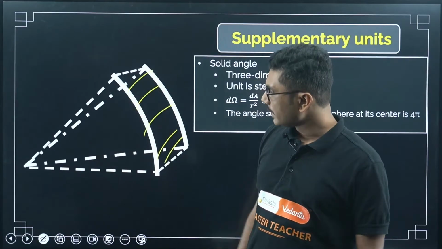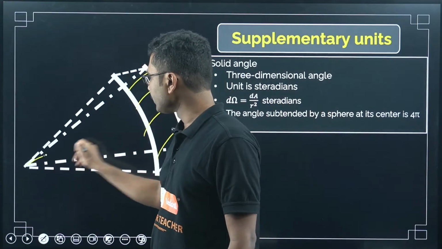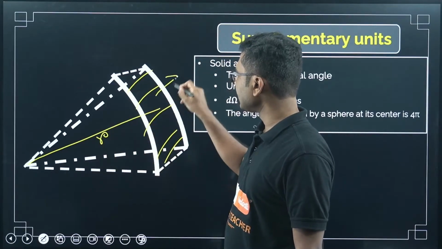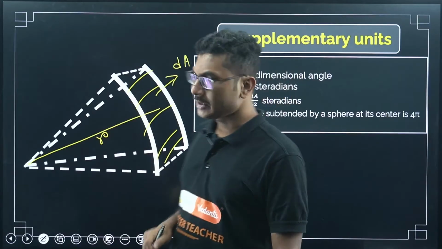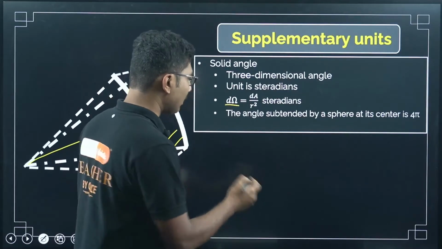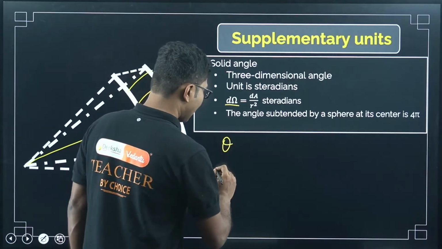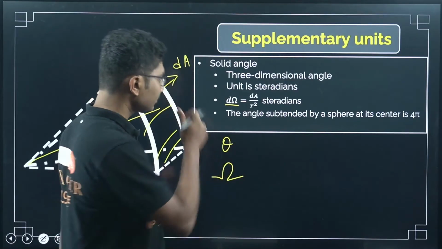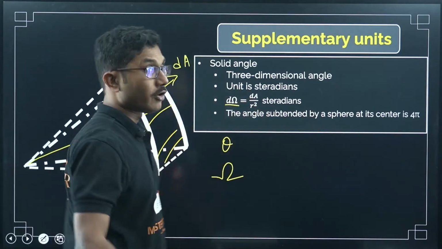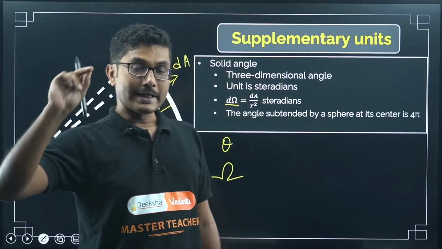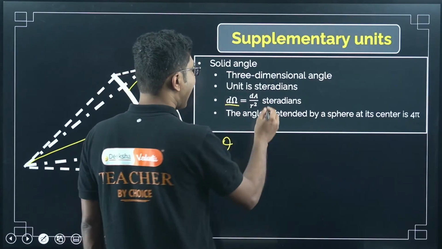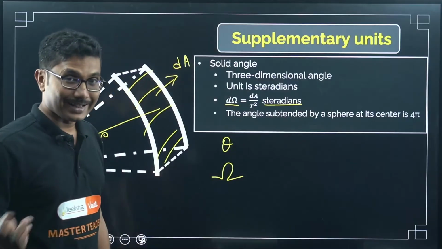Similarly, for solid angle as well, from where you are measuring, suppose that distance is r, okay, and the area of the solid surface is, say, dA. Then the solid angle is denoted by the symbol omega, d omega. For example, theta is for normal angle, and omega is for solid angle. The formula is d omega equals dA by r square. So for plane angle it was ds by r, and for solid angle it is dA by r square, and its unit is steradian.